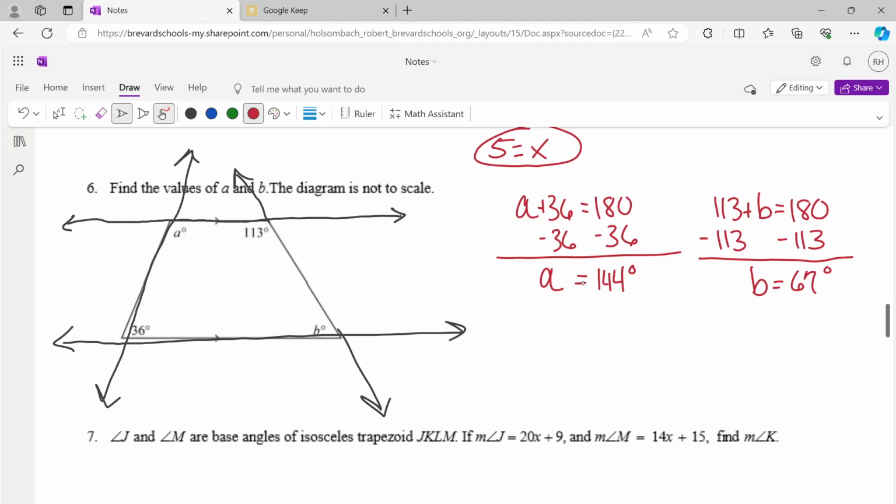All right, and you can double check your answer if you like on the quiz. If this is 144 and this is 67, the four angles in a quadrilateral need to sum 360. So when you solve for A and B, just make sure that the four angles inside this trapezoid sum 360.